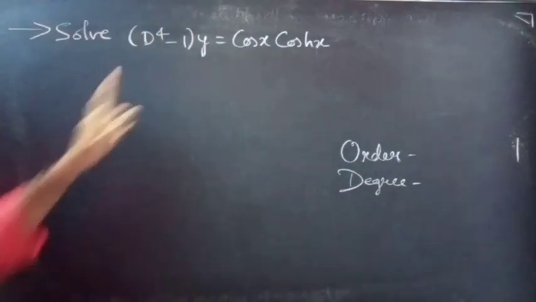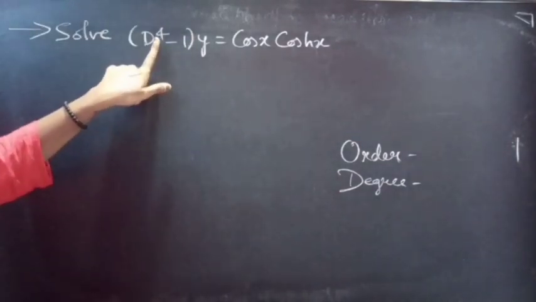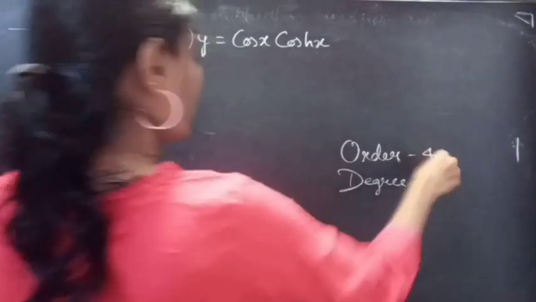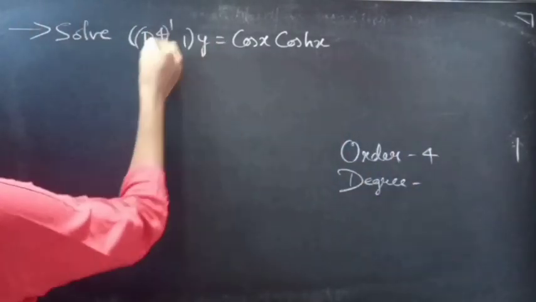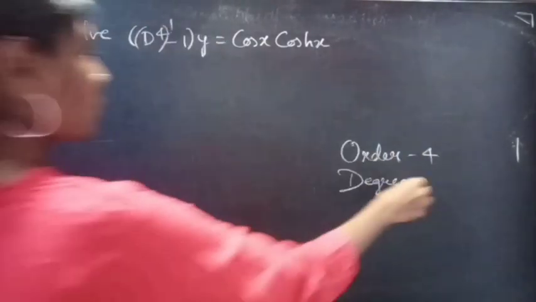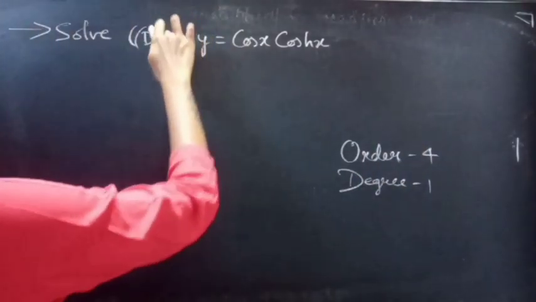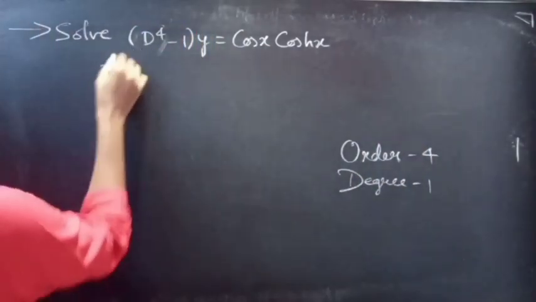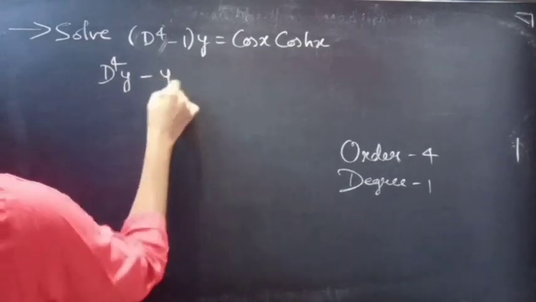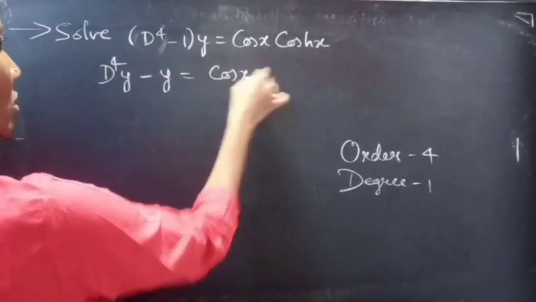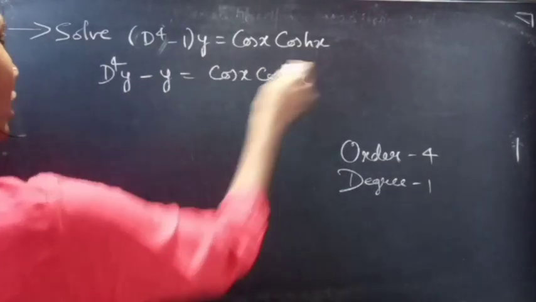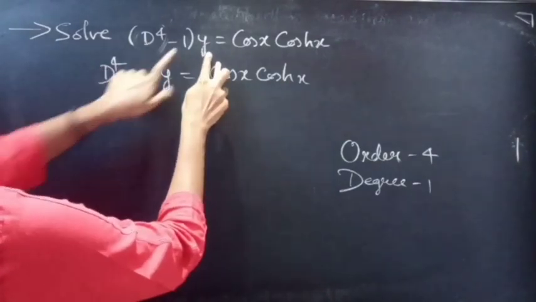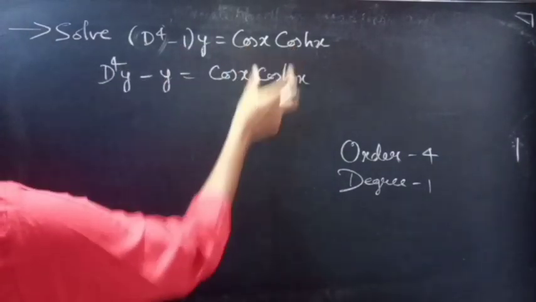Identify the highest derivative here. D^4 is the highest derivative, so our order will be 4. And the highest power of the highest derivative is the degree. Degree is 1. Or let's just write the given differential equation as d^4y minus y equals cos x cosh x, right? D^4 into y, minus 1 into y is y, equals the RHS part.